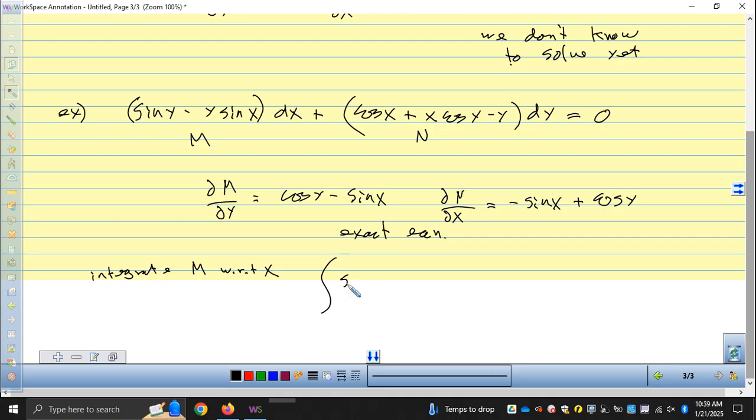So the integral of sine y minus y sine x dx. And remember, we're integrating with respect to x here. So this is going to be x sine y minus y cosine x plus possibly some function of y, because we're integrating with respect to x. And a function of y is going to be constant with respect to x.